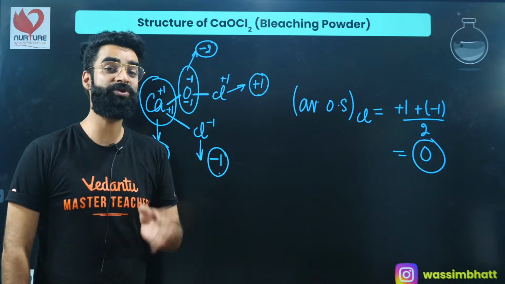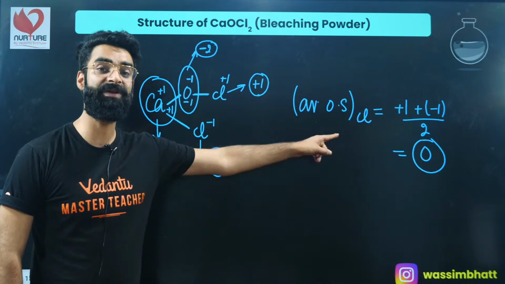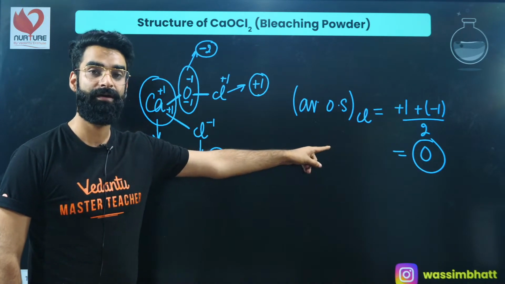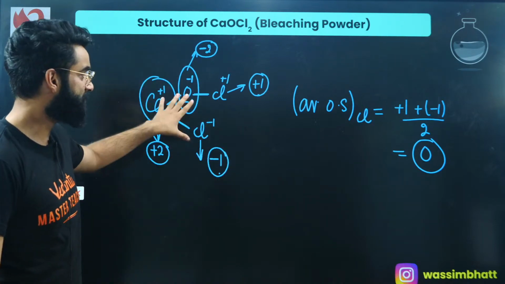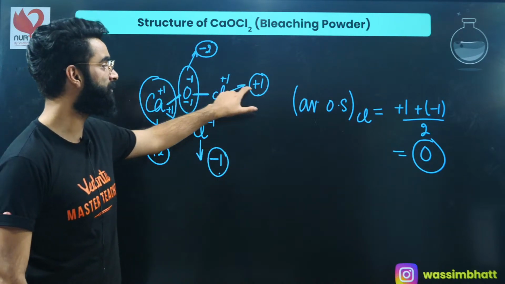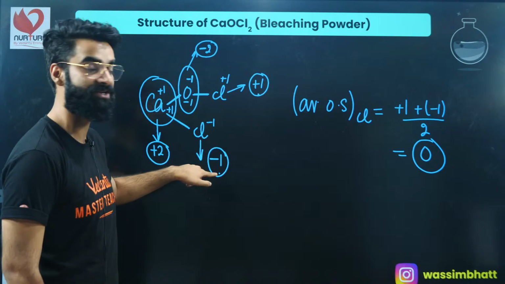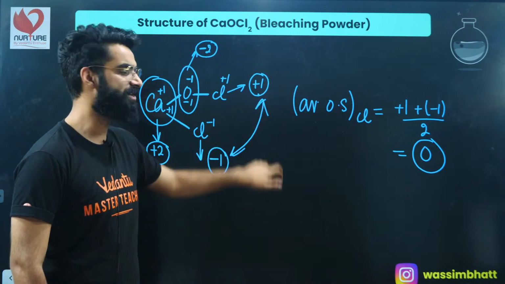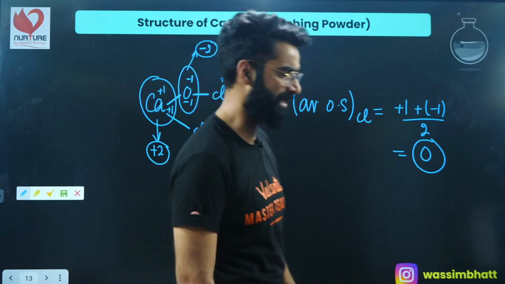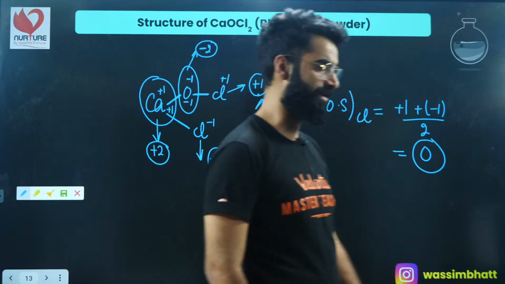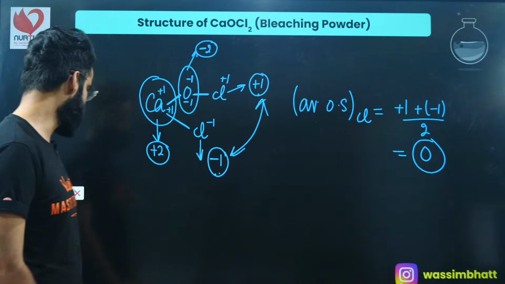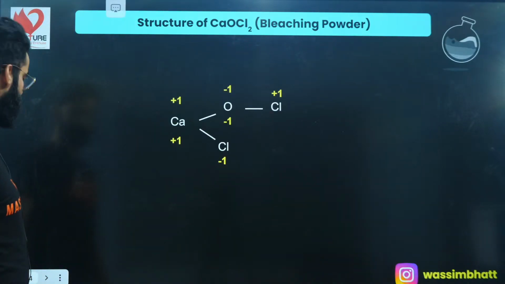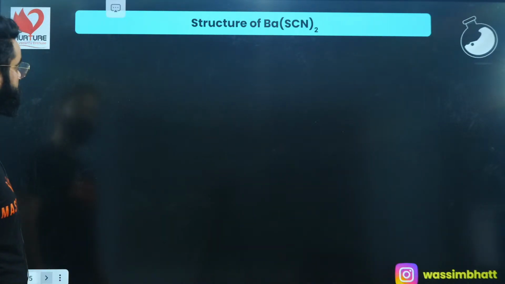That does not mean there is no charge on chlorine. This is the average which comes out to be 0, okay? From the actual structure, you are getting to know that on one chlorine atom the charge is +1, on another chlorine atom the charge is -1, which eventually cancels out, right? And the average oxidation state of chlorine in bleaching powder becomes 0. I'm sure it's clear to everyone. Absolutely, guys. Moving on to a few more structures.